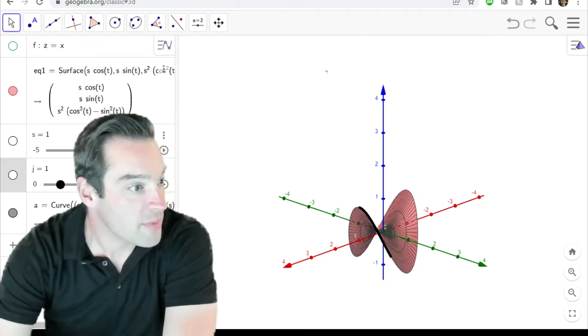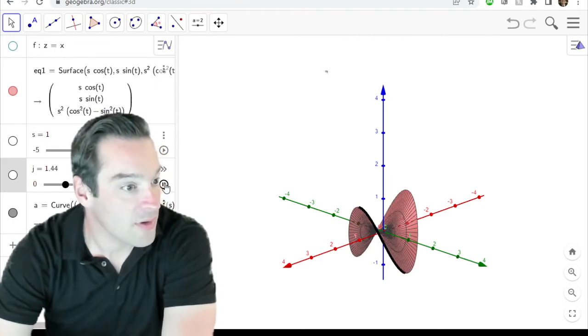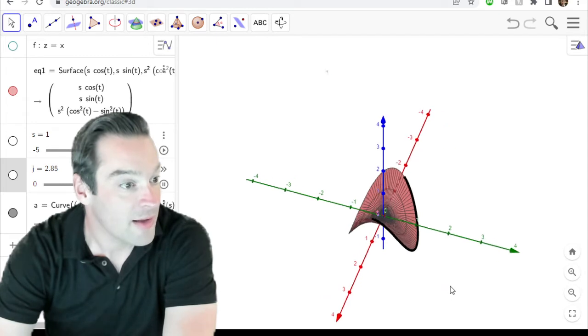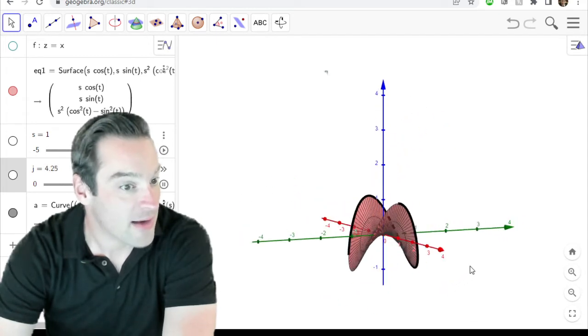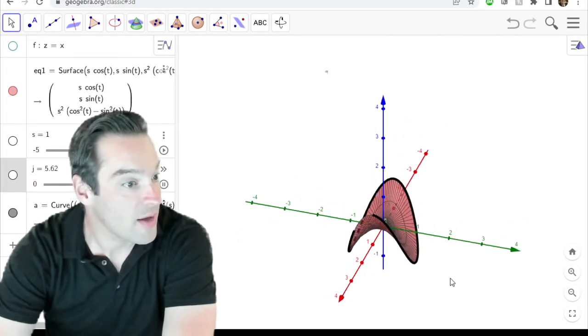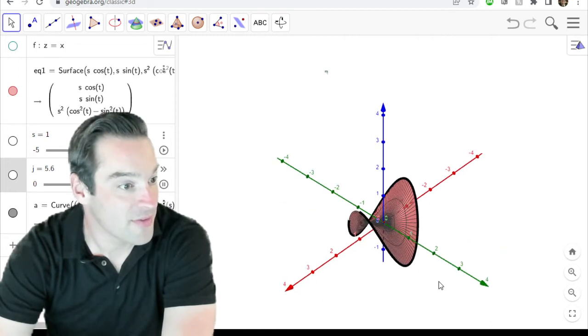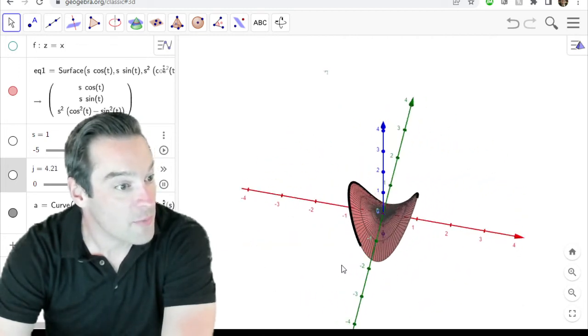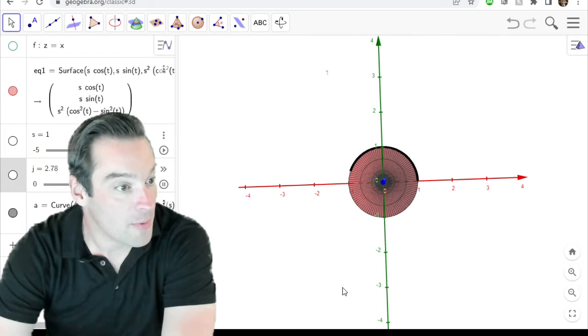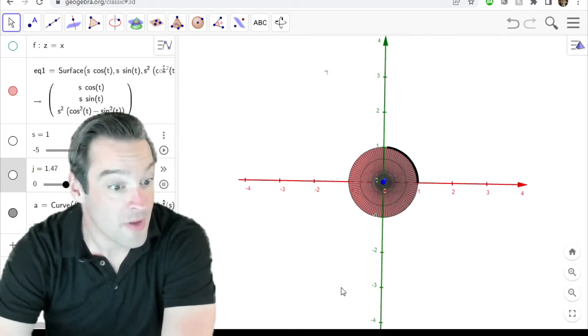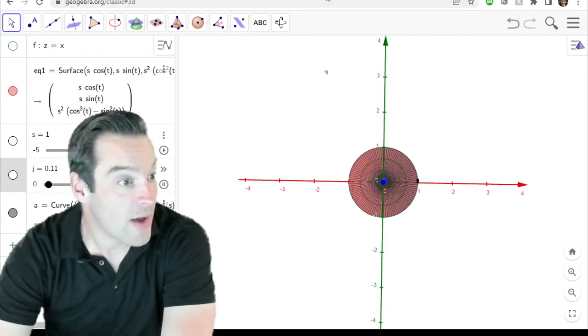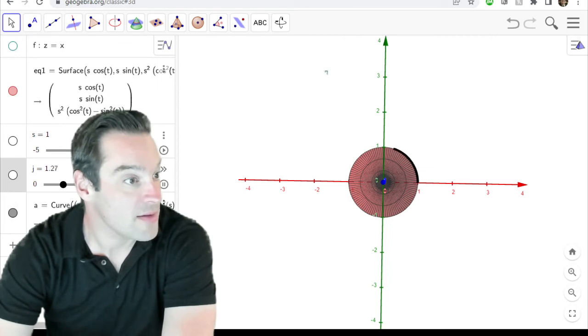So sure enough, when we place this parameterization into our GeoGebra, we find out that it is in fact tracing exactly the edges of this potato chip. I guess the single edge of this potato chip. Notice too that when we look at this from above, what are we seeing? We're seeing a parameterization of the unit circle, which makes sense if we just zero out the z-coordinate of the parameterization that you came up with.